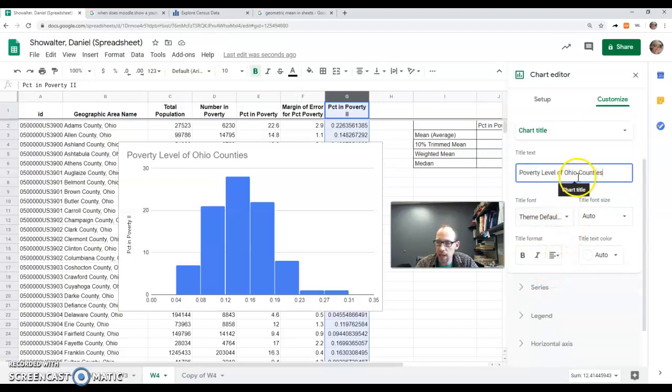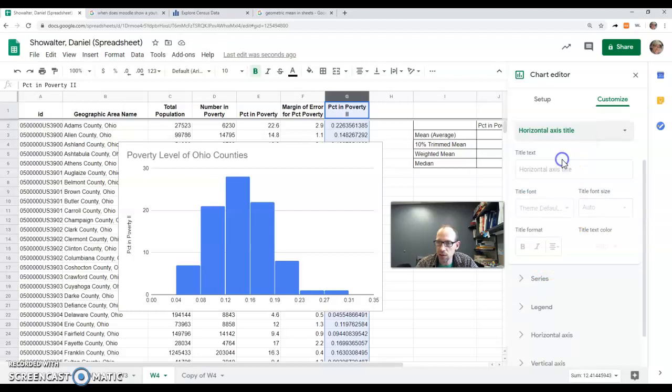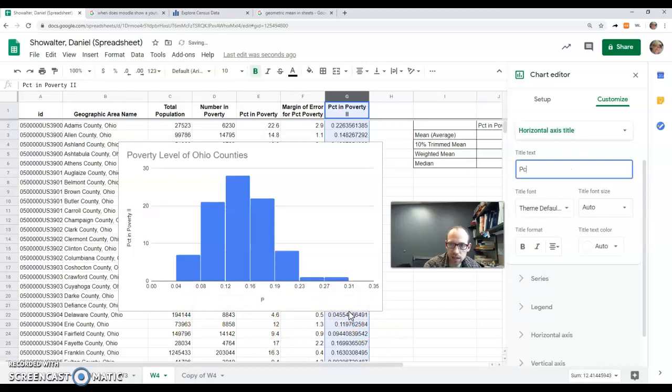And then I also want to do the horizontal axis title. So along the bottom, this is percent of county in, maybe it's more descriptive, below poverty line. And then on the vertical axis title, I want to say number of counties. And this will help interpret what's going on in the graph too.